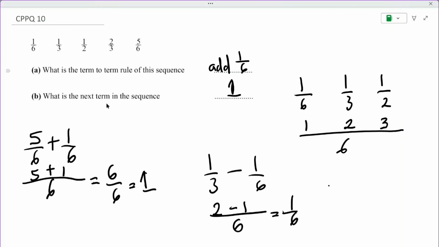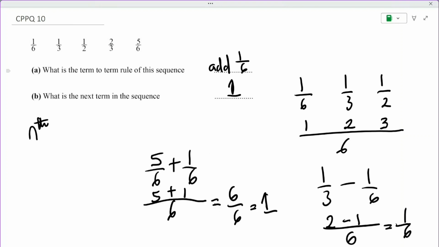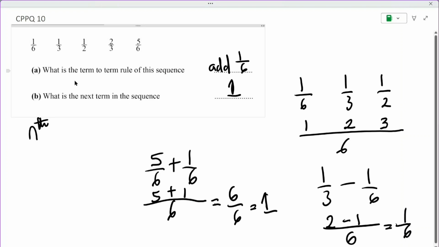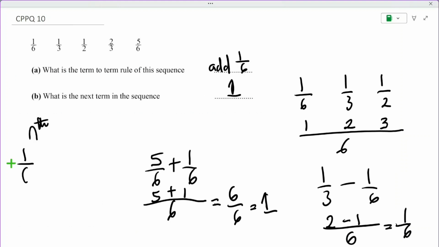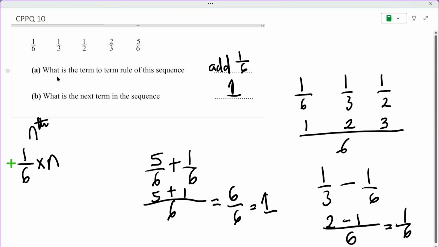In a question like this, you could also be asked to find the nth term, though you don't have it. To find the nth term in this case, if you are asked, you take the term-to-term rule, which is 1/6, times n. You can leave a space to know if you had to add something to the result of this to get each of the terms using their positions.